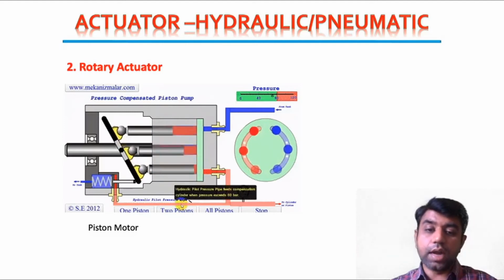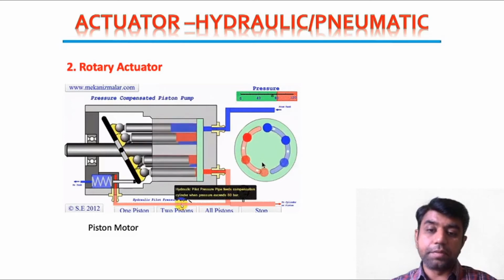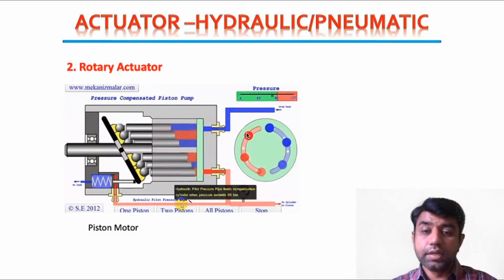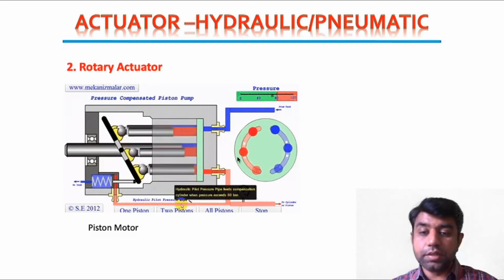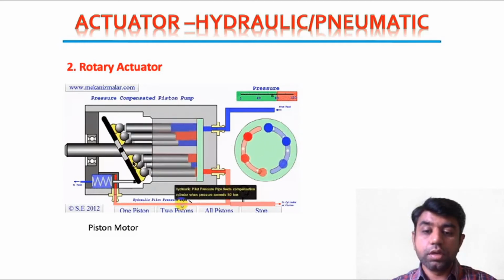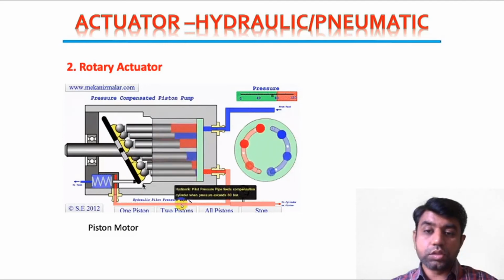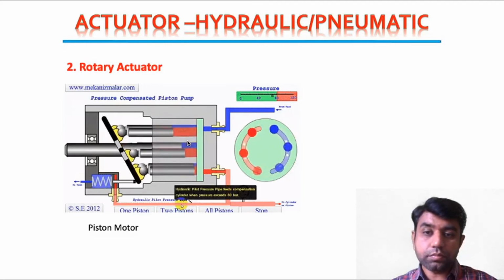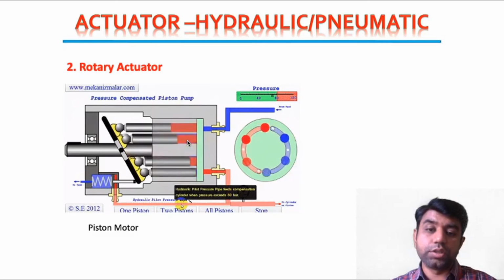And in the other half, delivery will happen. So at the other end, the less pressurized fluid will be delivered. In between that, it will transmit the rotary motion to this particular ring. So this is how the rotary piston type of actuator works.